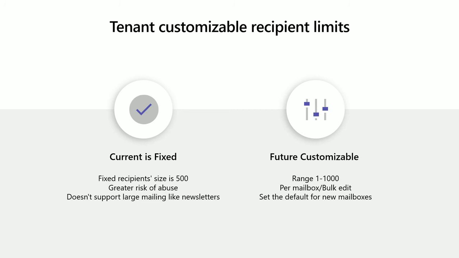But I would like to stress that in case of increasing the limit, it should be done wisely. Only increase it if you need it, for obvious reasons. Once this feature is available, which is around Q2 of 2020, admins will be able to select a range between 1 and 1,000. They can set this limit per mailbox, and they can also bulk edit all the existing mailboxes. And for any new mailboxes, they can also set a default. So that is the second feature that we are bringing into the admin space.